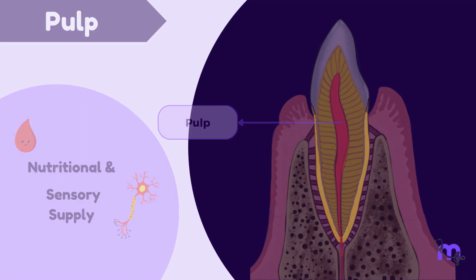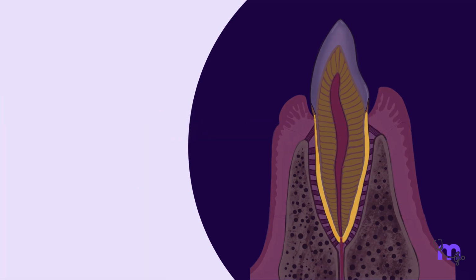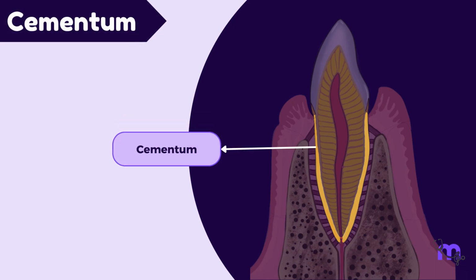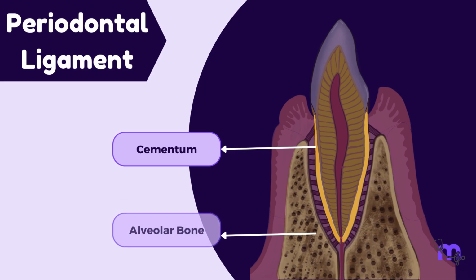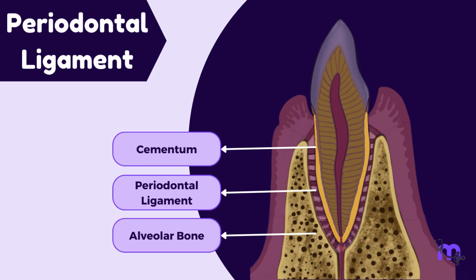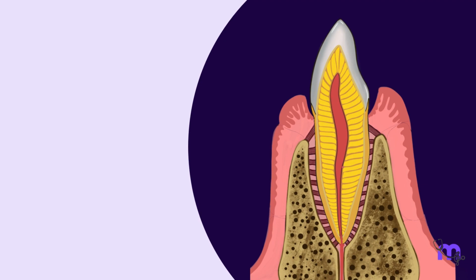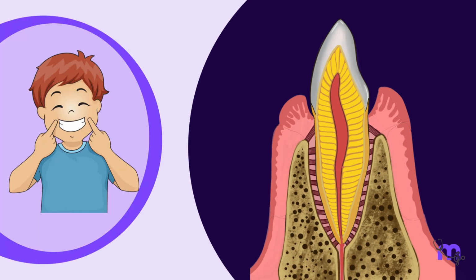The outermost portion of the root is the cementum, surrounding the radicular dentin. The cementum attaches to the alveolar bone with the help of the periodontal ligament. Let us learn how these unique tissues come together to form the remarkable structures that make up our teeth and contribute to our beautiful smiles.